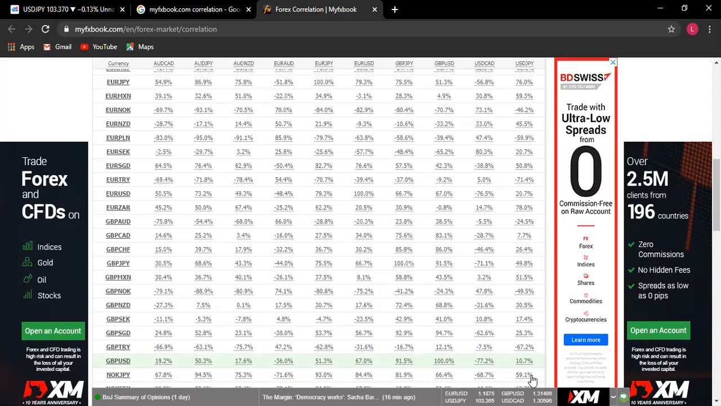Look at USD/JPY and GBP/USD, just 10.7. That means they are not correlating at all. They have nothing in common. So those are the ways in which you can take advantage of all those correlations and confirmations.